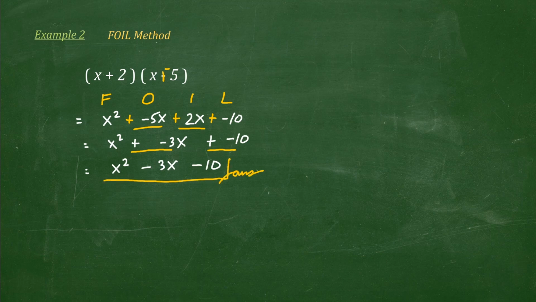Now that took a little longer than we would like. Here's a faster way of doing it. Just be more careful. Solving the same question and again as a guide, we can still write F, O, I, and L. Then we should remember that the last terms here, these two, are positive 2 and negative 5. We should include their signs.